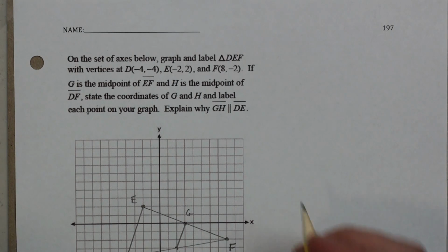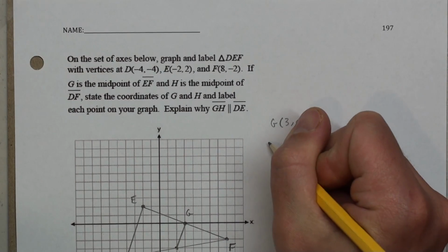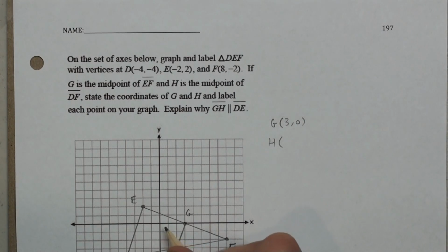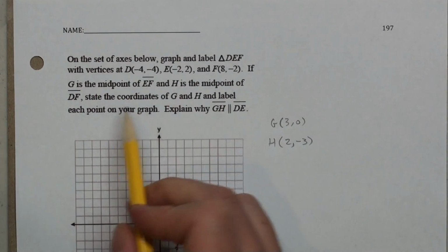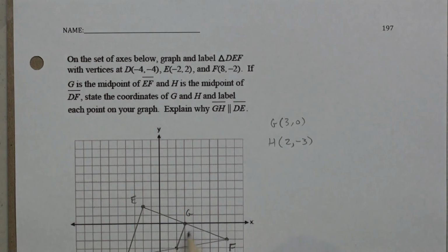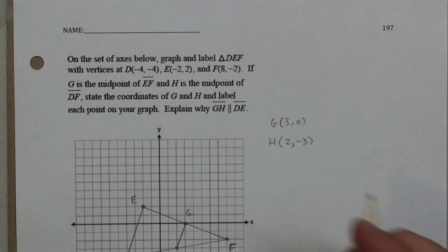State the coordinates of G and H. So G is 3, 0, and H is 2, -3. Label each point on your graph. Explain why GH is parallel to DE.